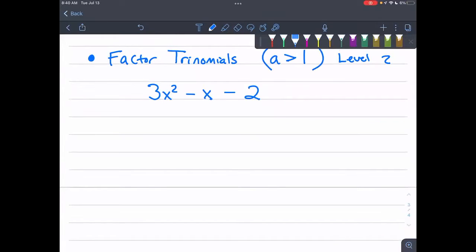Okay, so factoring trinomials, A is greater than 1, level 2. So first thing in both those parentheses has to multiply to be 3x squared. We know we're going to have an x and an x. Numbers in front of x have to multiply to be 3. 3 and 1. Can't put plus and plus in here because we've got minuses in the middle. So we'll skip the signs just for a minute.